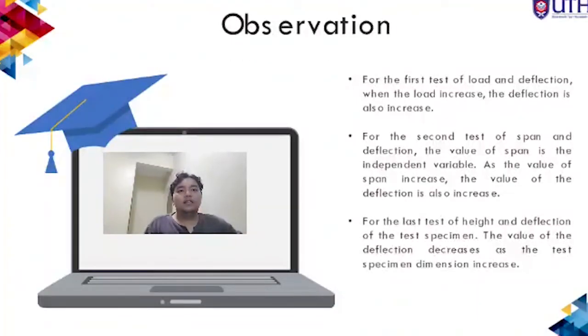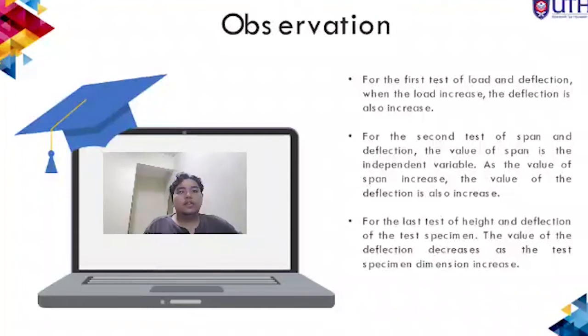According to our group observation, for the first test of load and deflection, when the load increased, the deflection also increased. The largest load, 20 Newton, has the highest deflection, which is 1.05 mm, while the lowest load, 5 Newton, results in the lowest deflection, which is 0.26. The value of deflection of 1.05 mm is also the highest value of the deflection between the three tests. The value of the span remains the same.